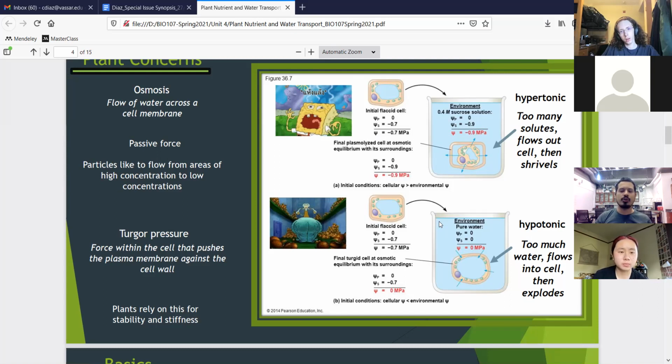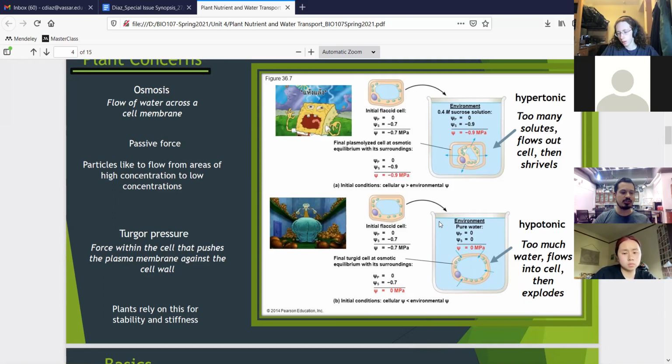Yeah, sure. So usually you're talking about a cell that's being moved into a different scenario. When you talk about hyper versus hypotonic, you're usually talking about the solution that it's being put in, so you're referencing that media that's changing. The easiest way for me to remember is hypertonic means there are too many solutes. Hypotonic means there's too much water, and I like to think of a hippo.